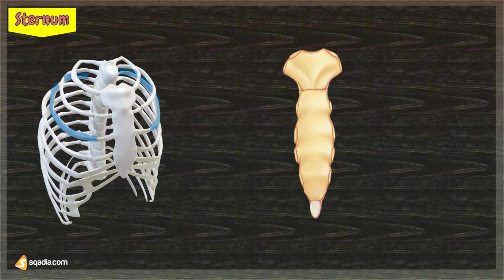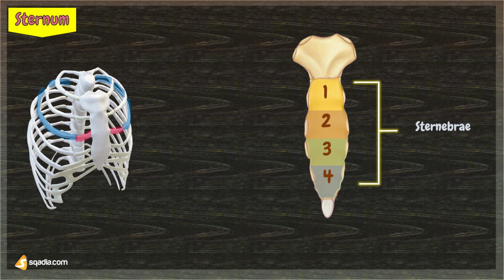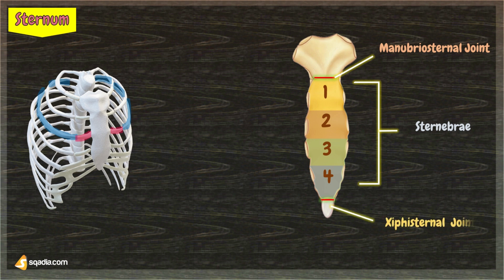This attachment takes place because the body of the sternum comprises 4 parts or sternebrae, which fuse between 15 and 25 years of age. The body of the sternum is the part between 2 joints: the manubriosternal joint between the manubrium and body, and the xiphisternal joint between the xiphoid and the body. On the lateral sides, the body of the sternum has facets for articulation with the 2nd to 7th costal cartilages.